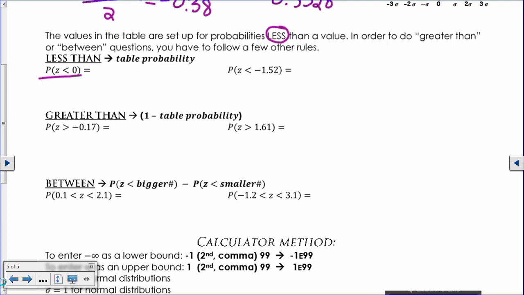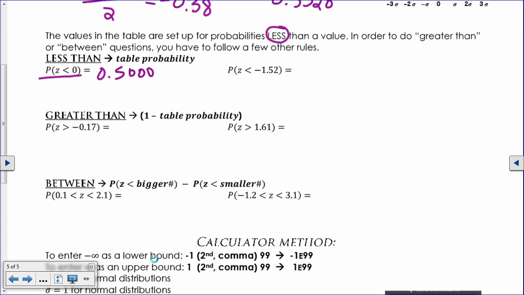Find 0. They told you what the z-score was. You don't have to solve for it. That's what's nice about this notation. You don't have to solve for the z-score. They gave it to you. 0.5000. When the z-score is 0, that means it's on the mean, so anything less than that is 50% of the curve.